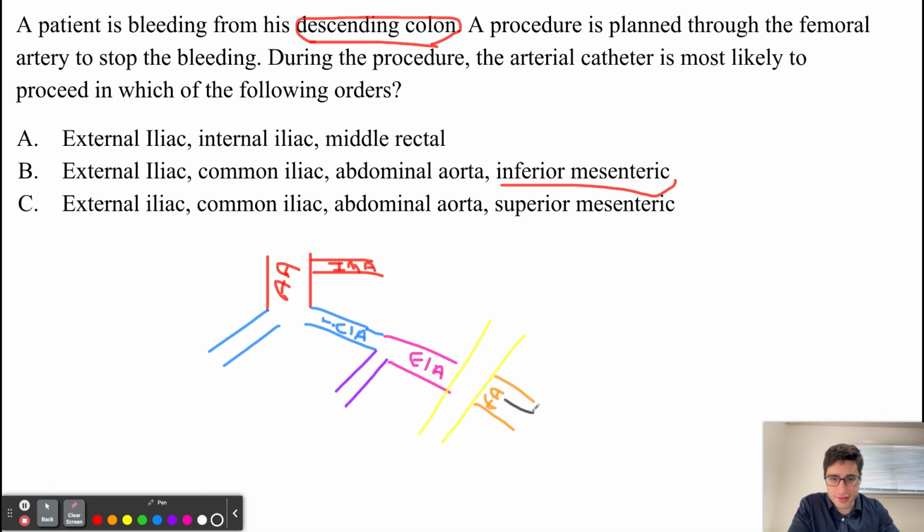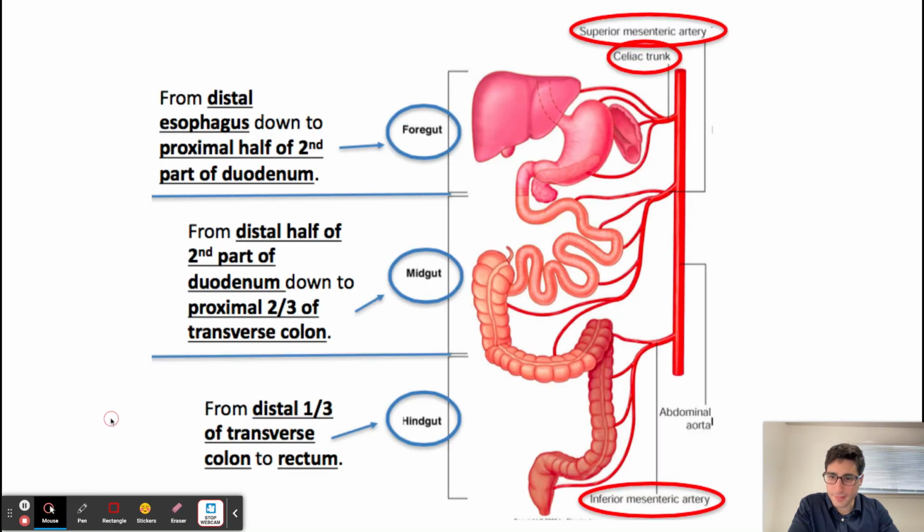So here we've inserted the catheter, and the first site that the catheter is going to reach is going to be the external iliac, and then it is going to go up into the common iliac, and then it is going to go up to the abdominal aorta, and then it is ultimately going to reach the inferior mesenteric artery, where we're trying to get to, because remember the inferior mesenteric artery is going to be supplying the hindgut, and the descending colon is going to be part of the hindgut. So the answer choice is going to be B.